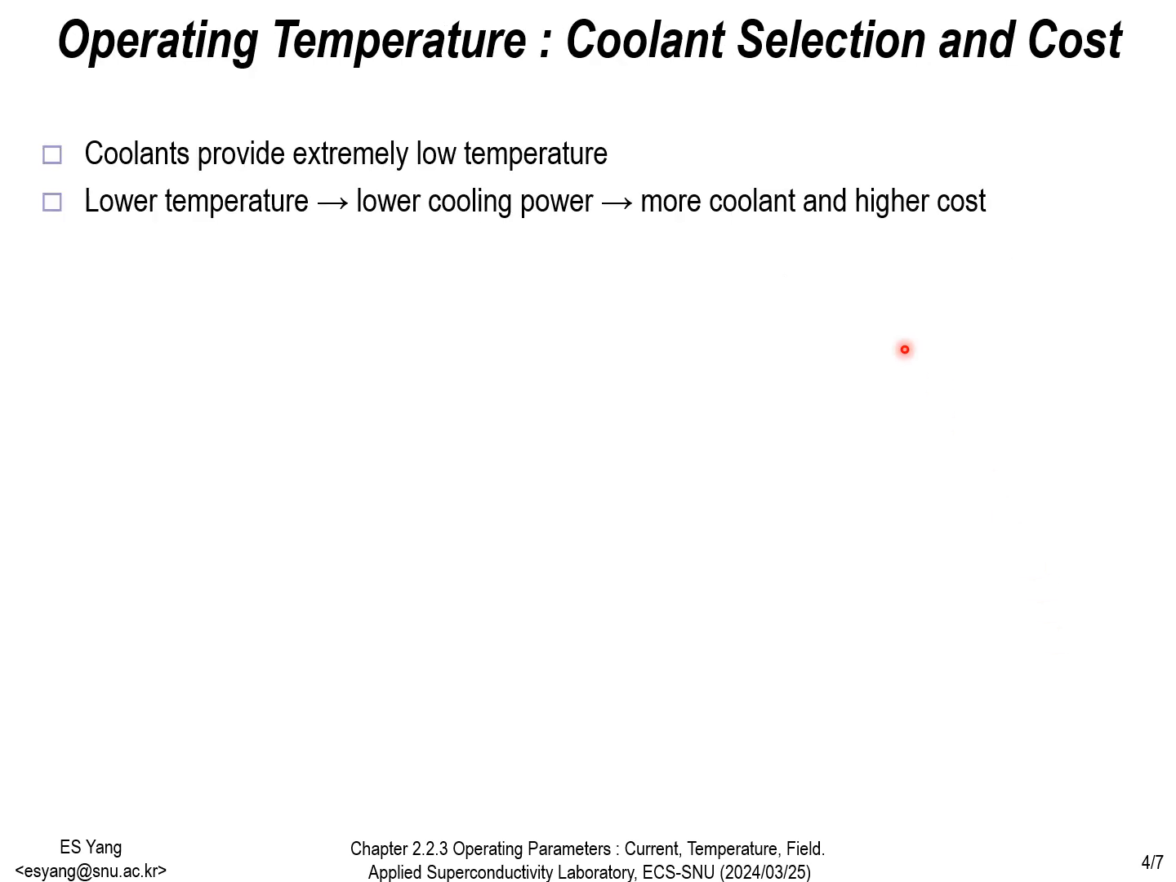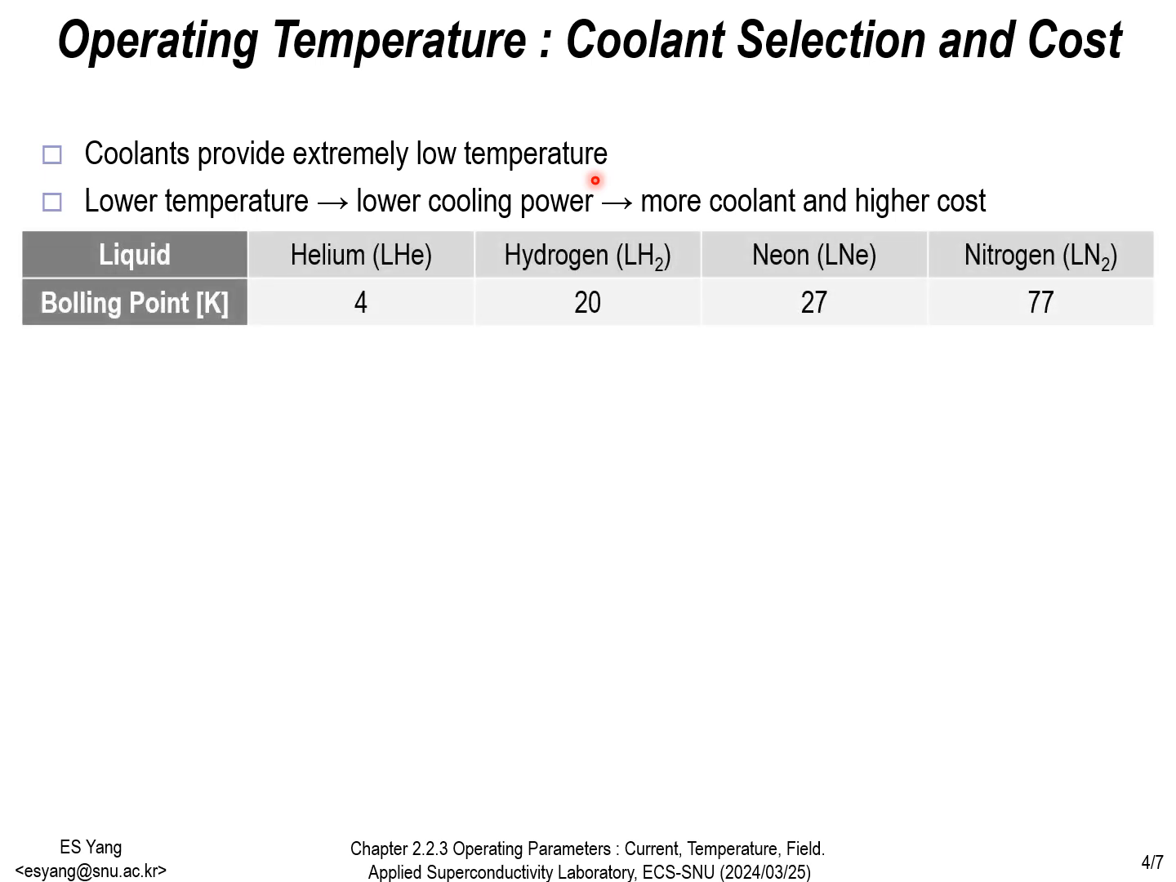Firstly, let's talk about operating temperature. Superconductors require a temperature lower than their critical temperature to maintain superconductivity. Coolants are used to achieve extremely low temperatures, and the boiling point of the coolant determines the achievable temperature. You can check the boiling points of different coolants in the table.